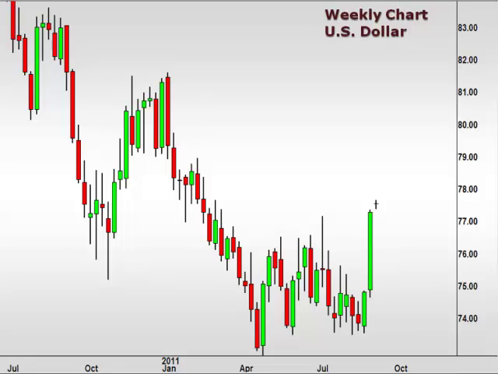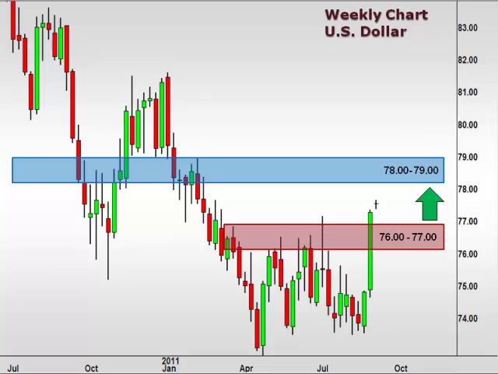Let's take a look at a weekly chart of the U.S. dollar index. This is a great way to gain perspective as to how the U.S. dollar has been trading against a basket of currencies. Well, we can see that the U.S. dollar continues to climb against most major currencies, breaking beyond the 76.77 resistance level. We may see a retracement back down into this zone to test support. However, the next upside target sits at the 78.79 level.